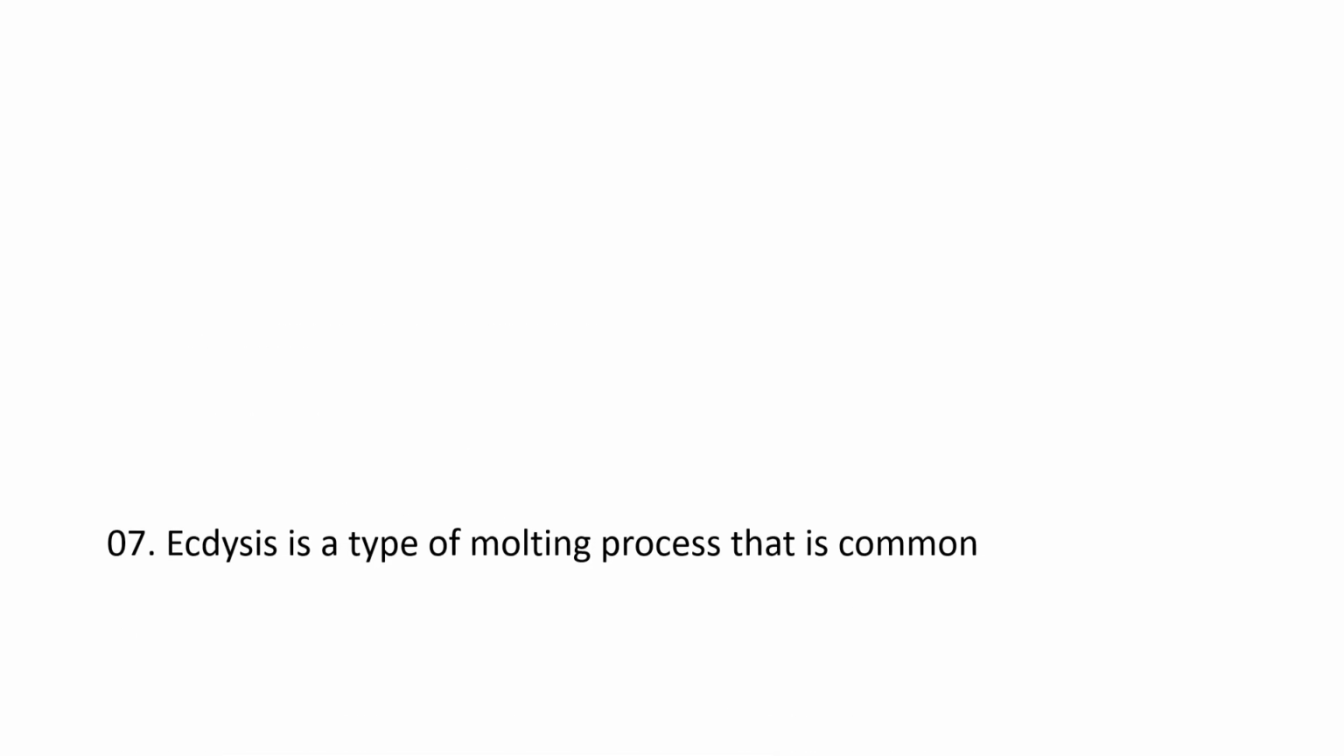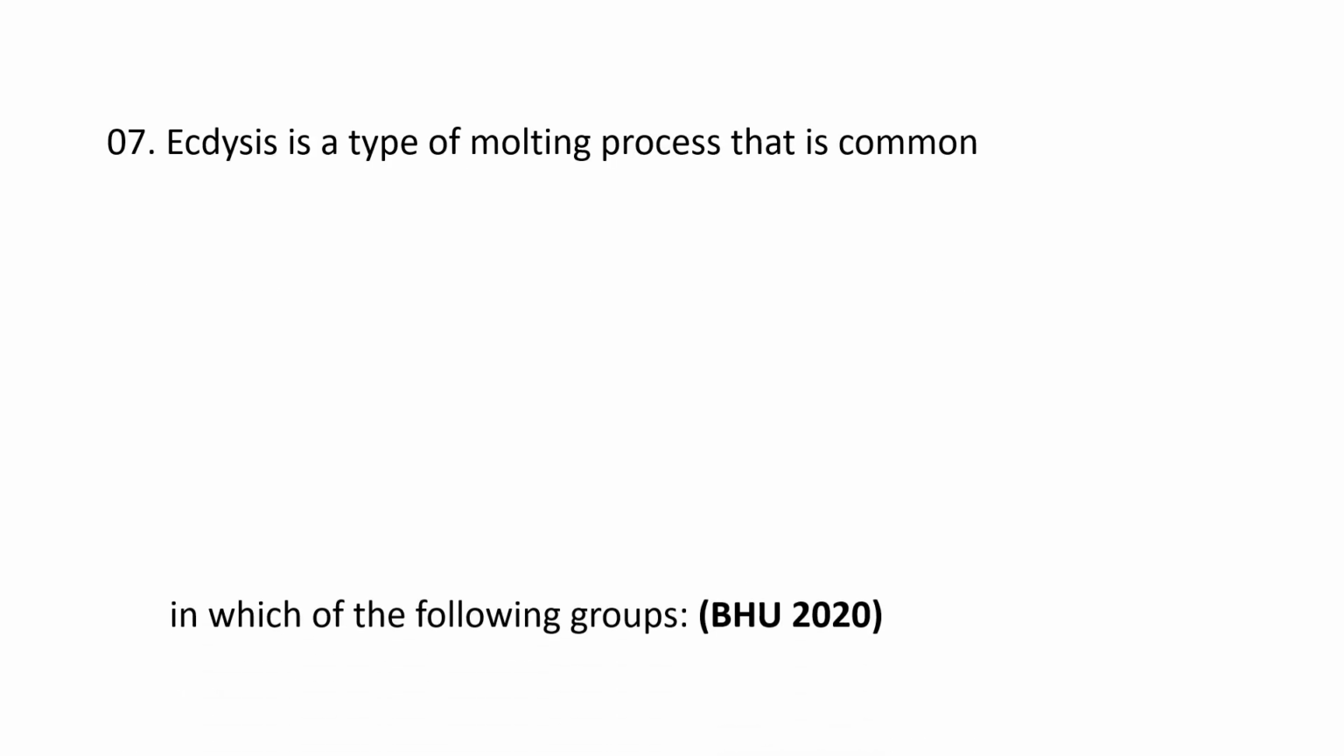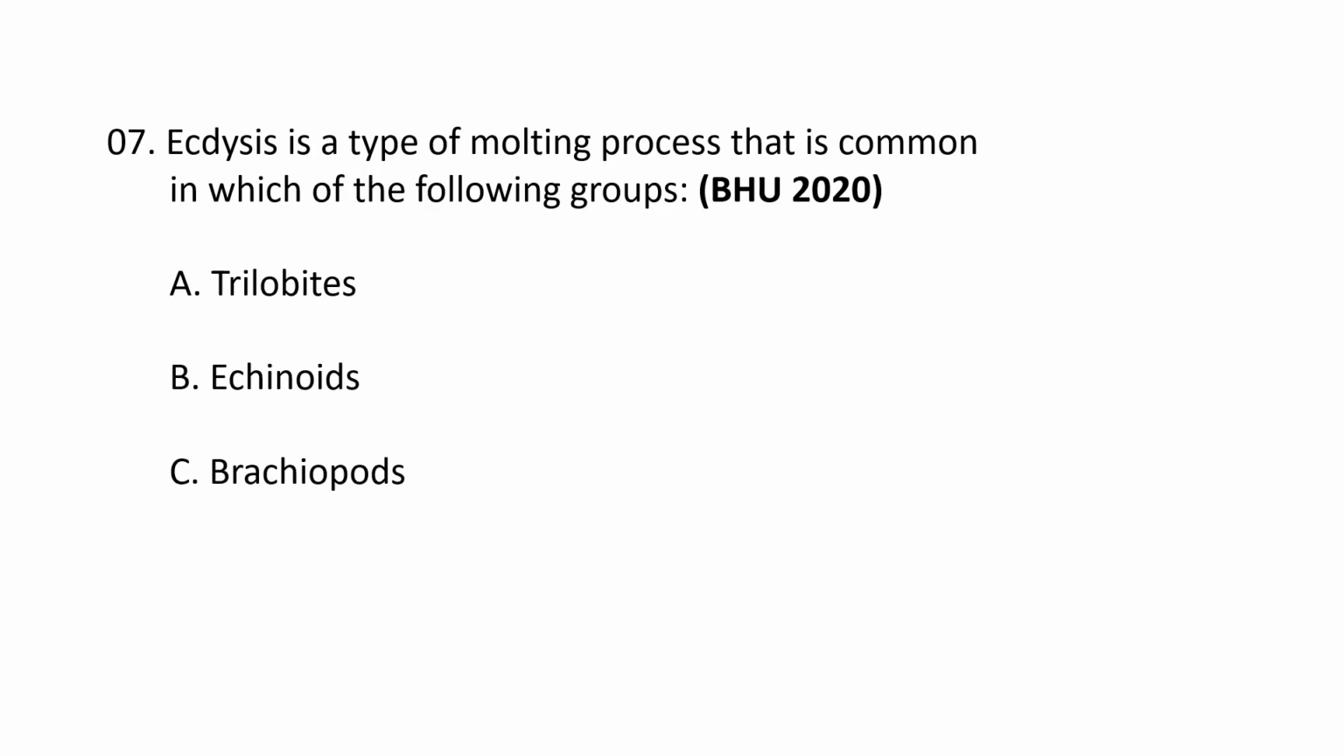Next question. Ecdysis is a type of molting process that is common in which of the following groups? A. Trilobites, B. Echinoids, C. Brachiopods, and D. Bivalves. Ecdysis is the molting process and it is common in trilobites. Trilobites, like other arthropods, shed their exoskeletons as they grow, and this process is called ecdysis.